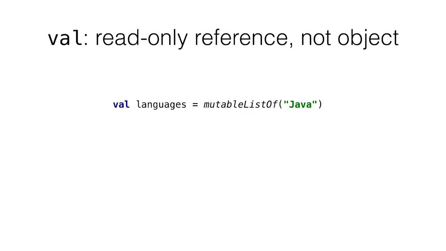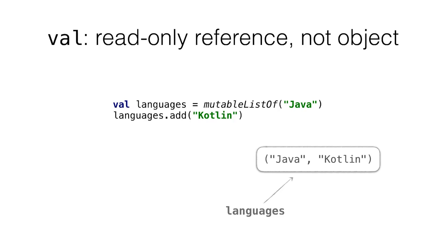For example, here we have a reference to a mutable list. Languages refers to an object in memory. We can modify this object by accessing the modification method. We can't assign another reference to the language's variable, but we can easily modify this exact object.